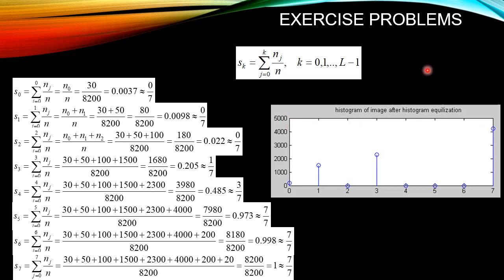You draw the output histogram table also, as we did in the previous problem, and then plot the histogram of the output image after equalization. So this is the second problem.